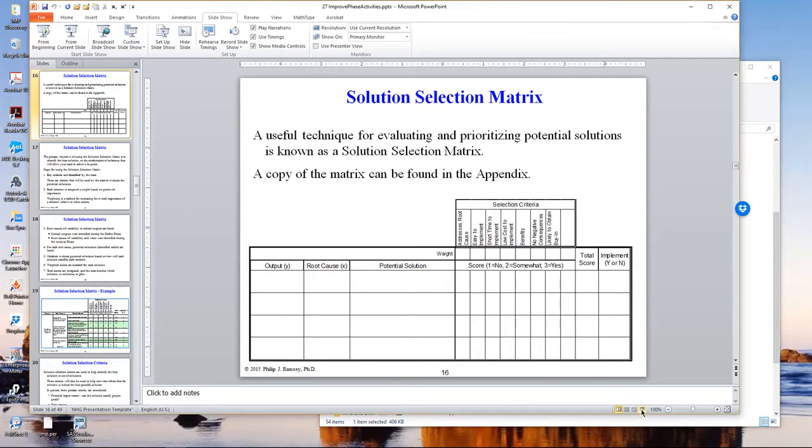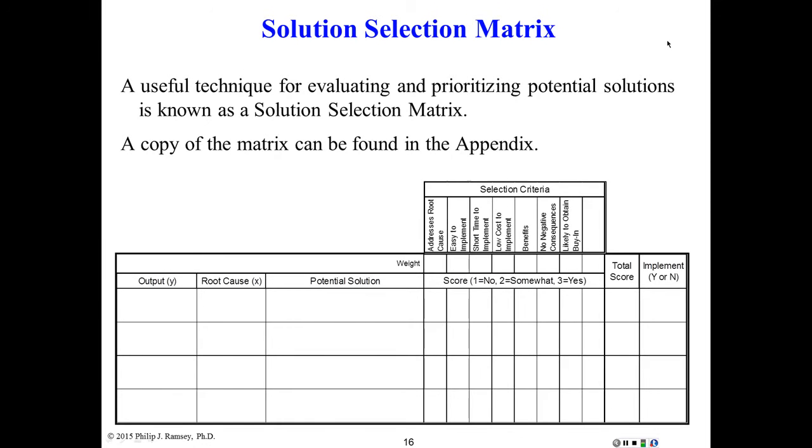So the approach I'm going to use is sometimes called the solution selection matrix. This is also known as a Pugh matrix. Pugh is P-U-G-H, named after Stuart Pugh, a professor at the University of Sheffield in England, who regrettably passed away in a traffic accident. He was looking for a way that designers of, say, new products or services could get together and find objective ways to sort through potential designs or solutions and select the most appropriate one. So this is a typical Pugh type matrix.